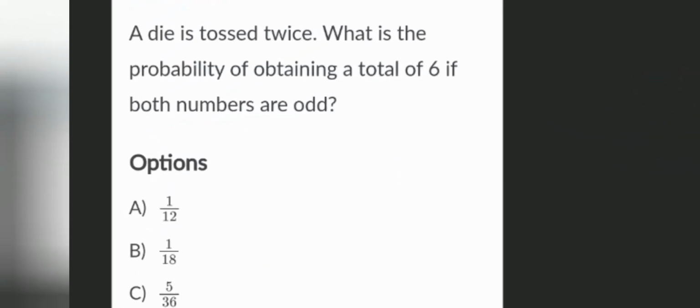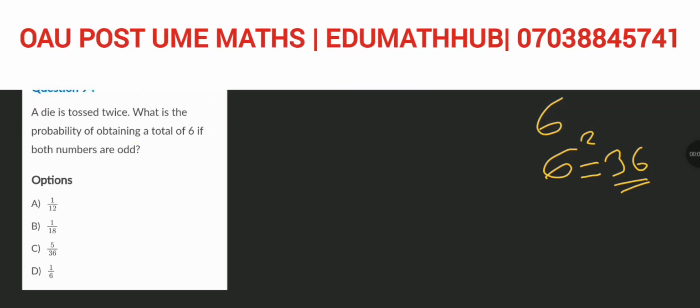The next one, a die is tossed twice. What's the probability of obtaining a total of 6 if both numbers are odd? So when you throw a single die, you can only have 6 options: 1, 2, 3, 4, 5, 6. When you throw 2 dice, you can have 6 squared options, which is 6 times 6, that's 36. So anything you get in this question, the bottom part should be over 36, because that's the total number of options you have. Now we need a total of 6. What can give you a total of 6 when you throw 2 dice?